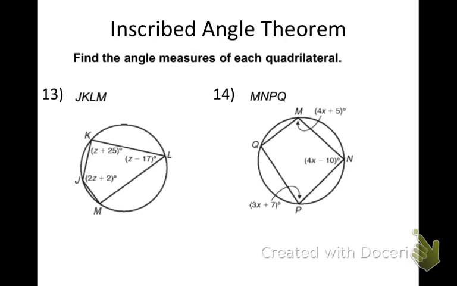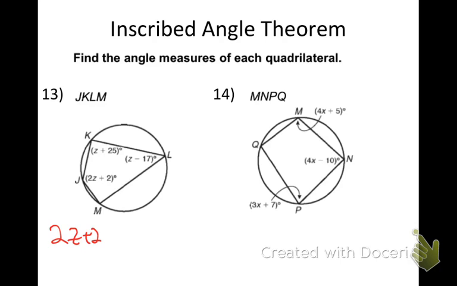It is not a kite. It looks like one, but it's not. Austin, on number 13, which letters did you set as opposite of each other? You use J and L. And you add those and set them equal to what?